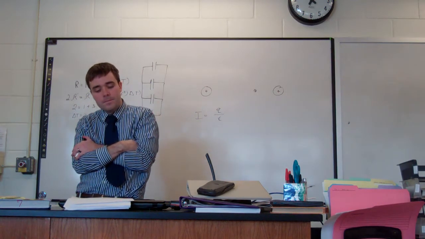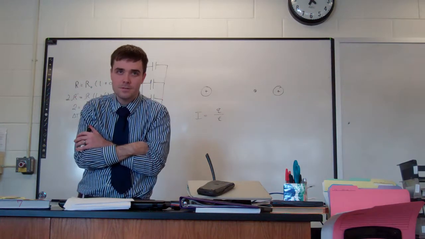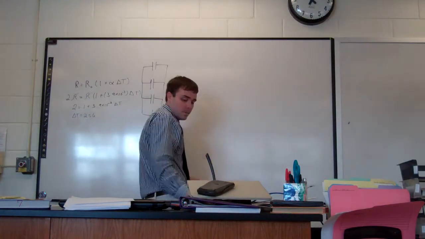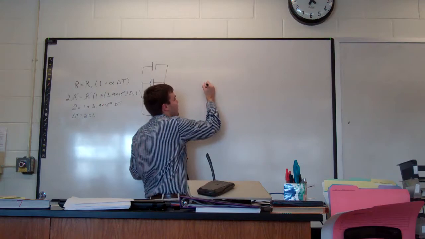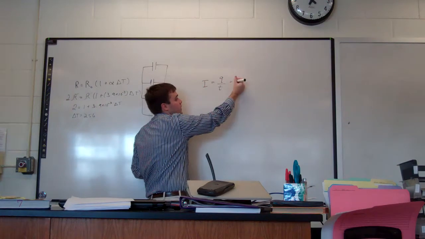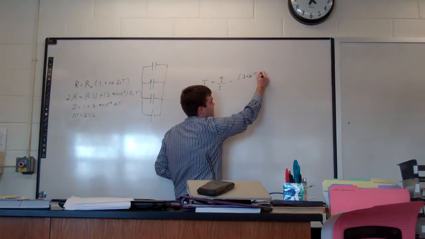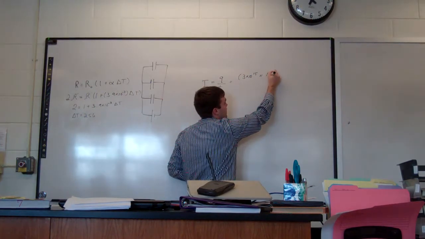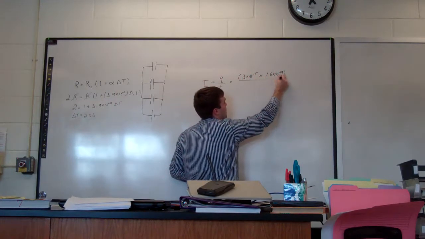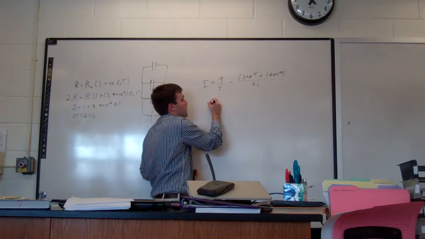I did not get a real answer. So what is it? It should be B. Do you want me to do it? So I equals Q over t. Our Q is going to be 3 times 10 to the 15th electrons times 1.6 times 10 to the negative 19th coulombs per electron, divided by 4 seconds. That's 1.2 times 10 to the negative 4.